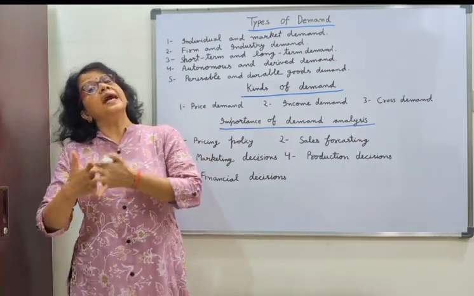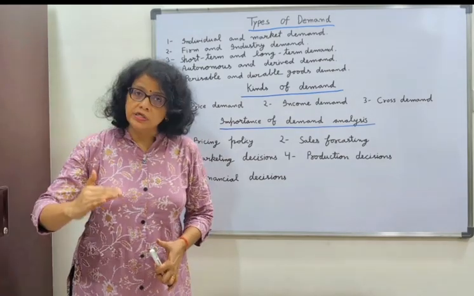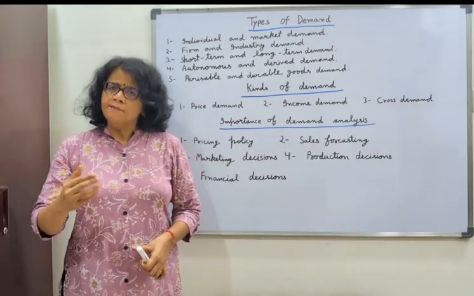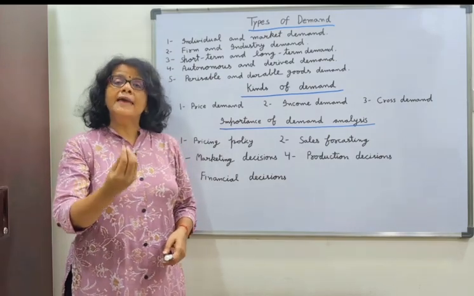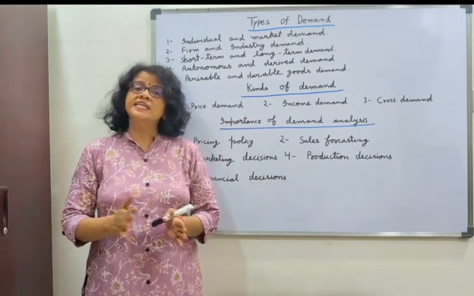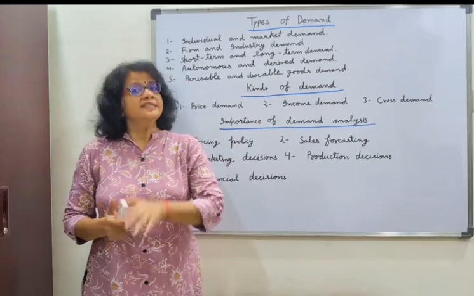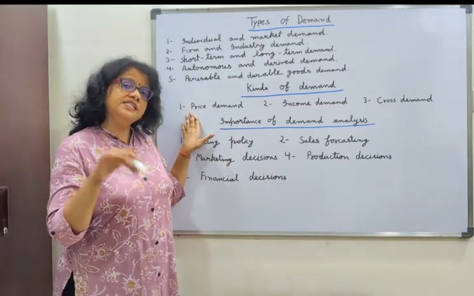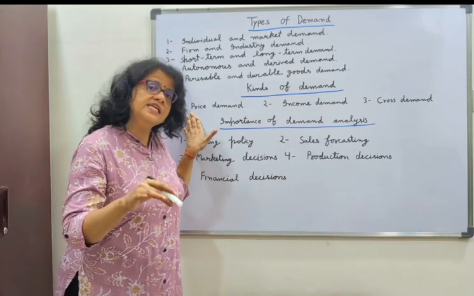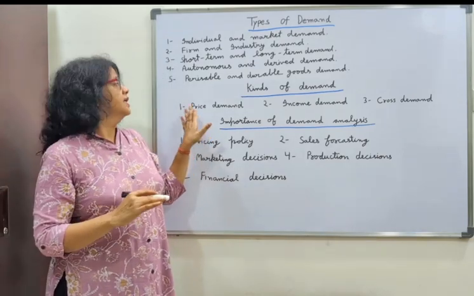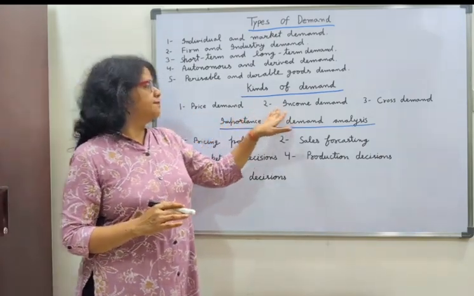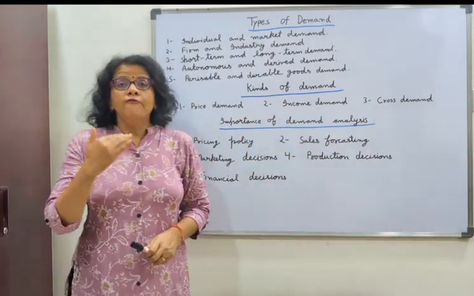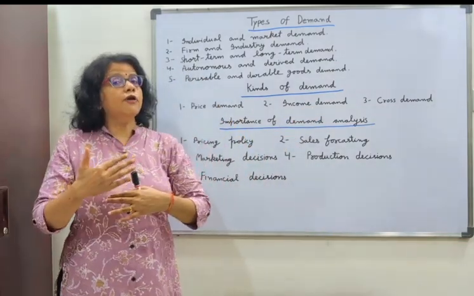If the price of mango falls, its demand will increase, because now I am getting mangoes at a cheaper rate, so I will increase the demand for the mango. That is called price demand. When the demand is changing due to the change in the price of the same product, that is called price demand.